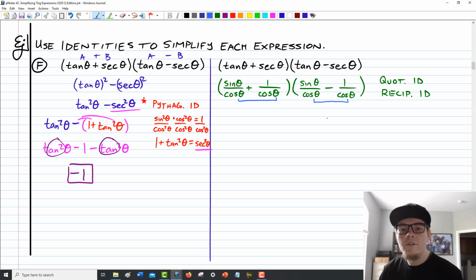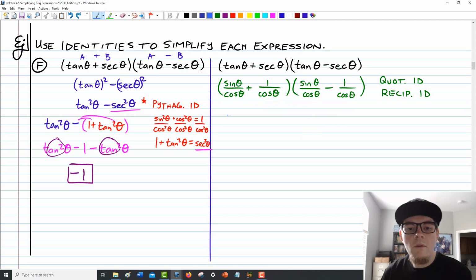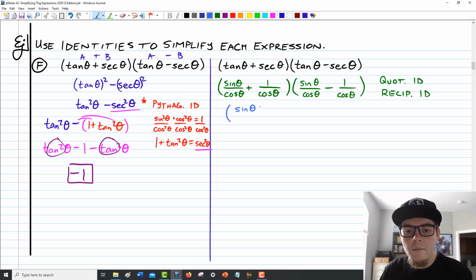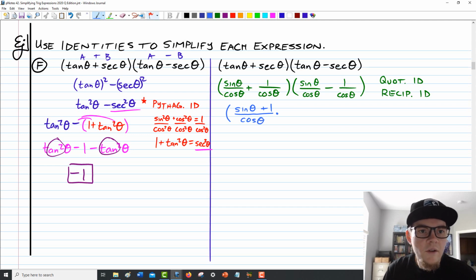So it might not have at first jumped out at you, but I noticed they both feature cosines. So I'm going to rewrite each of these into a single fraction. The first one will become sine of theta plus 1 divided by cosine of theta. And the second one, I don't even need those parentheses. The second one will become sine of theta minus 1 divided by cosine.